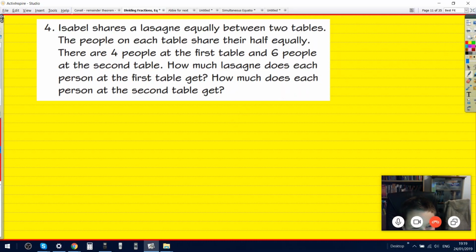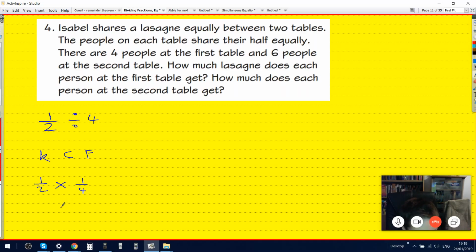Well, on the first table there were 4 people, and they each shared their half equally. So the first sum is 1/2 divided by 4. Keep, change, flip method. You would keep the 1/2, turn the dividing sign into a times sign, and flip the 4 to make it 1/4. And so 1/2 times 1/4 equals 1/8. So that's the first sum.